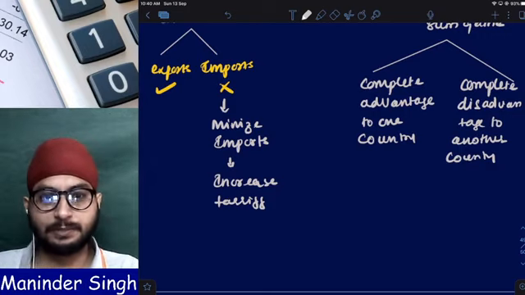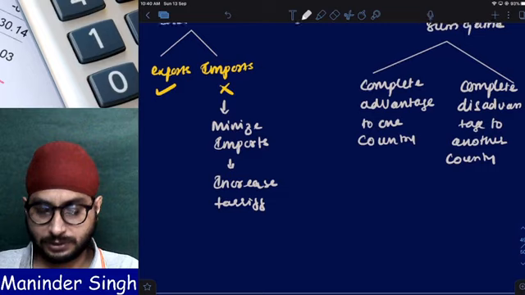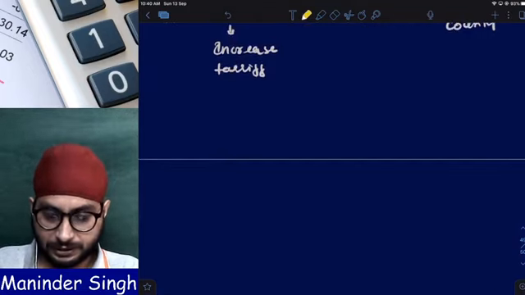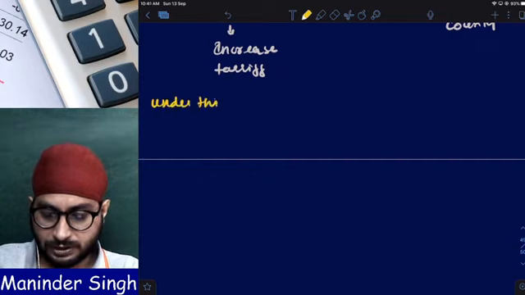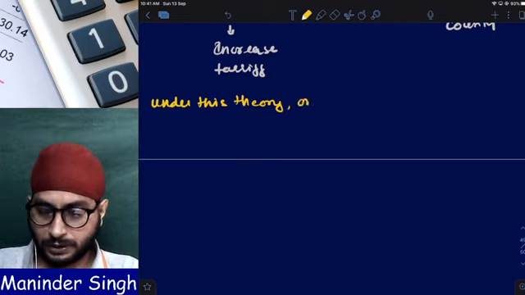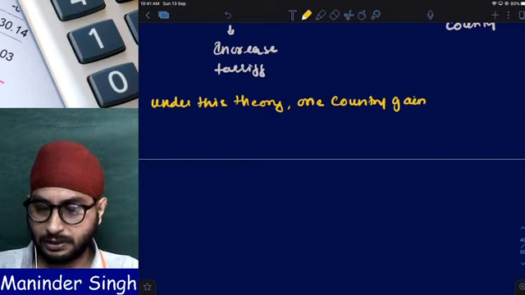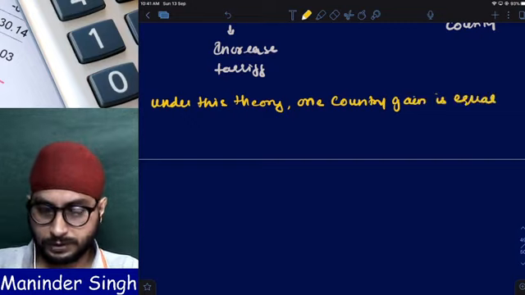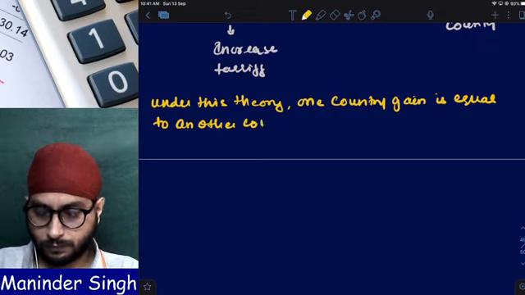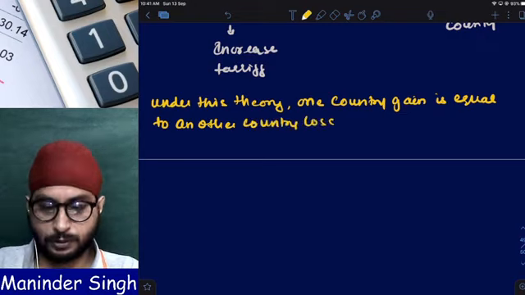For me it is what? Import. Clear? So finally, can I say that under this theory, one country's gain is equal to another country's loss? Is it equal to another country's loss?